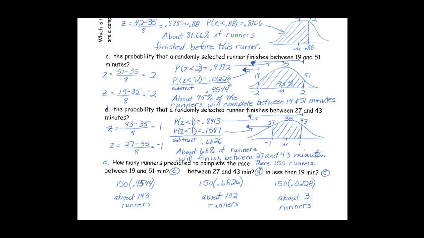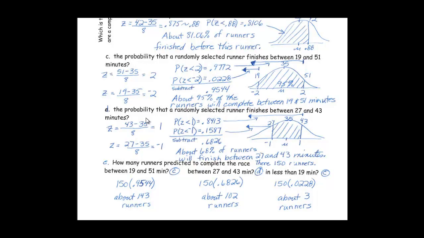When I find the difference between those two, they're automatically stacked the way you need them. I come up with 95.44%. That makes sense because we know from the empirical rule, our range rule of thumb, that about 95% of data values fall between 2 standard deviations below and 2 standard deviations above the mu, which is what z-scores of -2 and +2 represent. So about 95% of the runners will complete between 19 and 51 minutes.